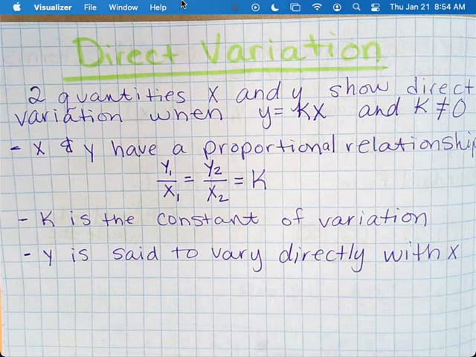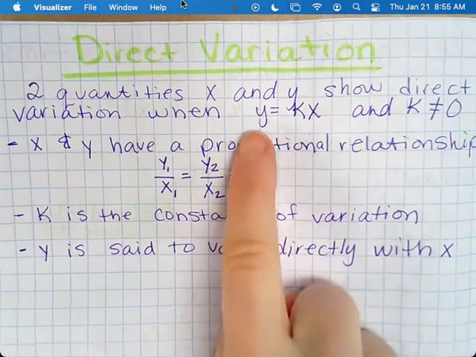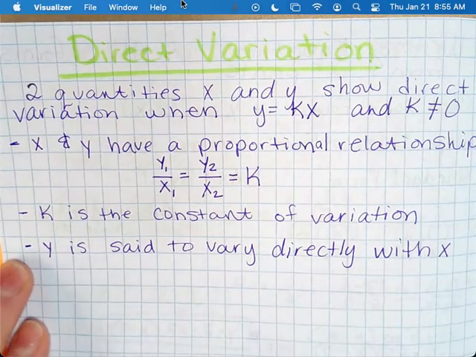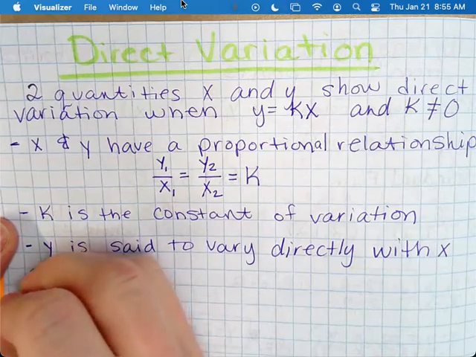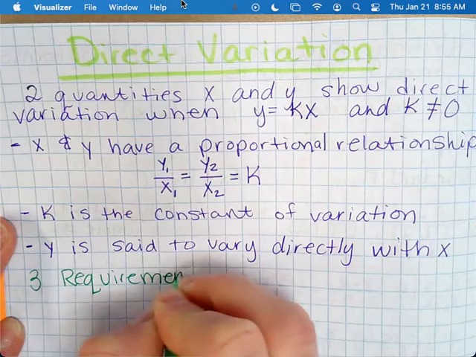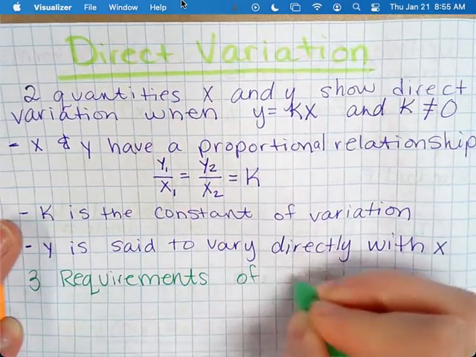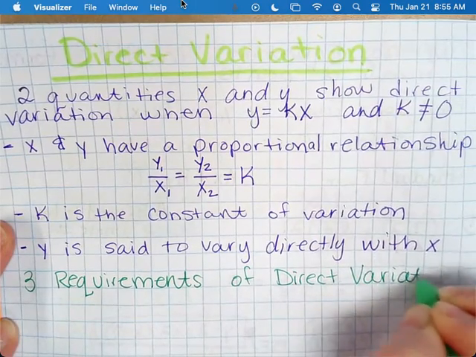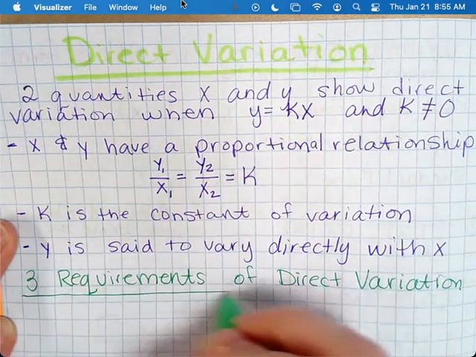Okay, so that's all about direct variation, the properties of it. Have a proportional relationship, there's a constant of variation. Y varies directly with x. And we have the equation y equals kx. So there are three requirements of direct variation. We're going to list those three here.